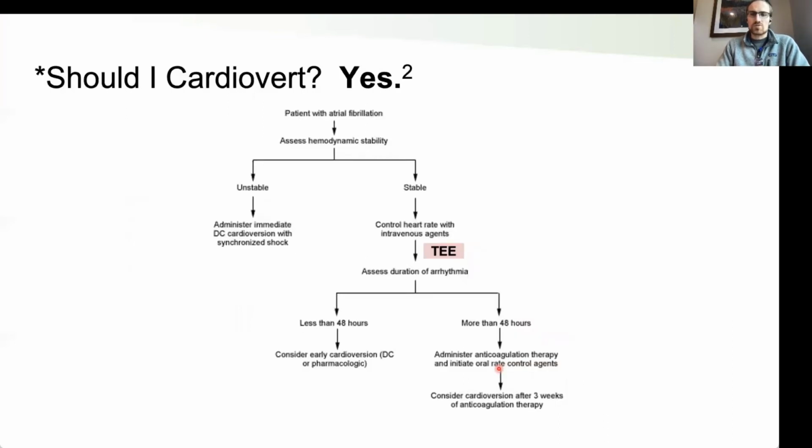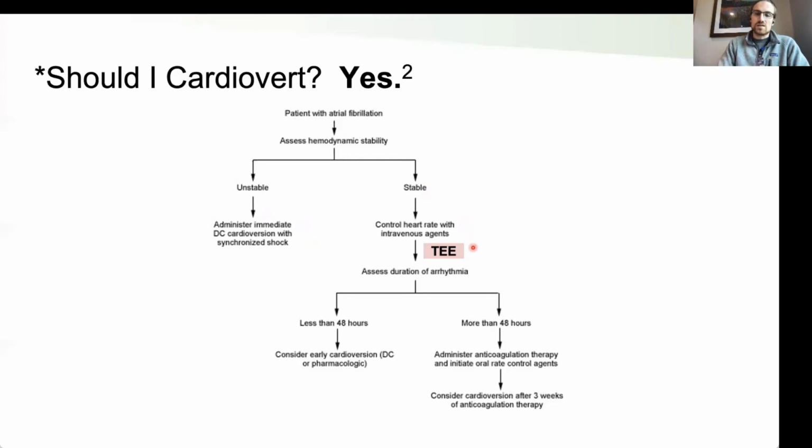We get to the point where a person comes in with atrial fibrillation and you ask yourself, should I cardiovert? The answer is almost always going to be yes, especially if they're symptomatic. First thing you've got to assess, are they hemodynamically stable or not? If they're hemodynamically unstable, hypotensive, can't perfuse organs, showing signs of end organ failure, then you would administer immediate cardioversion with synchronized shock and possibly give them some fluids. If they're stable, we have a little bit more time. So then you go after the heart rate with some of the agents that we discussed earlier, the beta blockers and the calcium channel blockers.